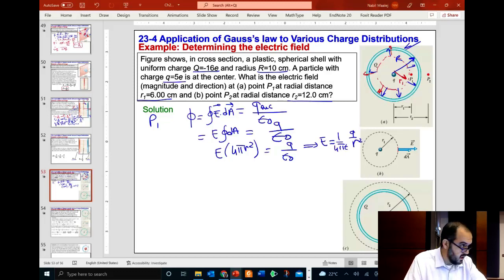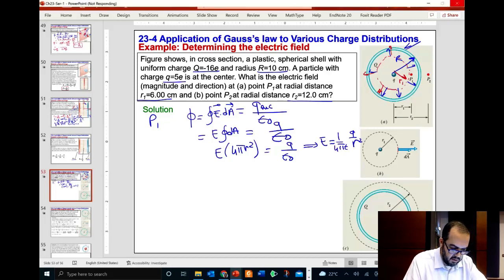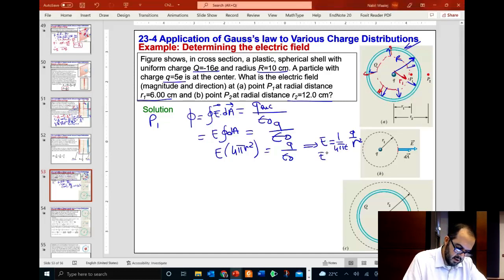We could have used the shell theorem even for this, since this is a point charge. So this is equal to kQ divided by r squared. Okay, so this is for point P1. This is R1, so I can replace R1 and determine the value of the electric field. Let's do it for point P2.